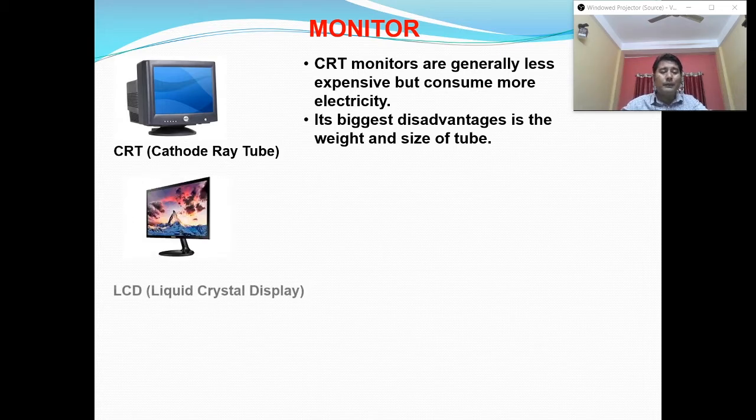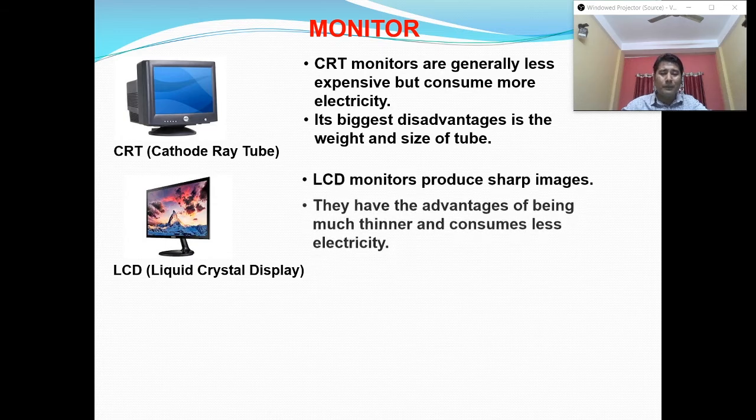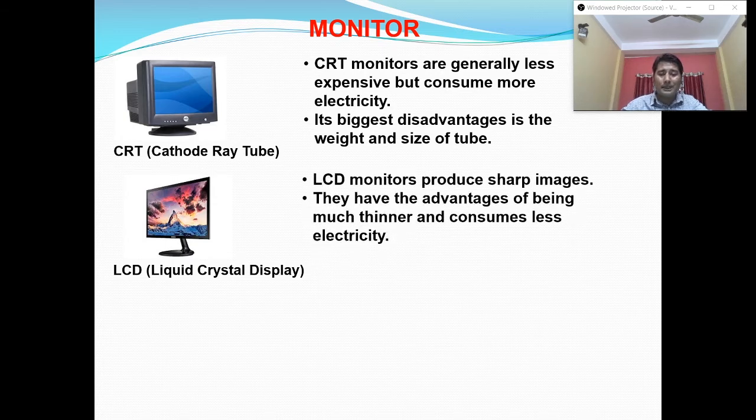Second is the LCD, that is liquid crystal display. This kind of monitor produces sharp images. They have the advantage of being much thinner and consuming less electricity. So in comparison to the CRT, that is the cathode ray tube monitor, LCD monitors are much thinner, they are lightweight and they consume less electricity. But they are much more expensive than the CRT monitor.